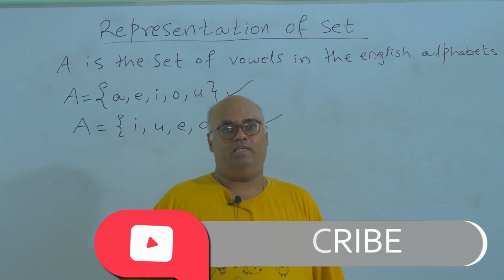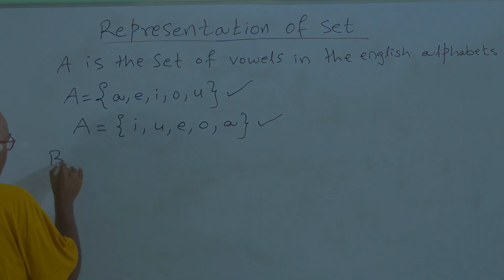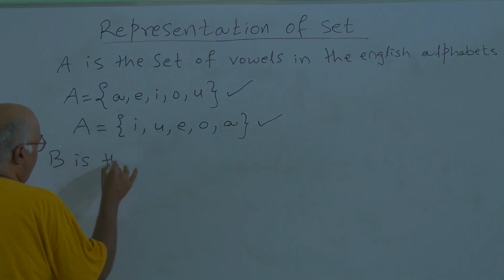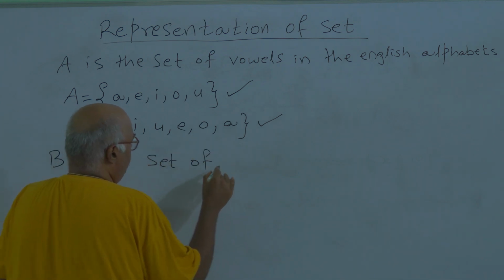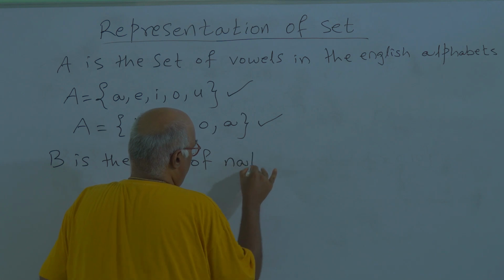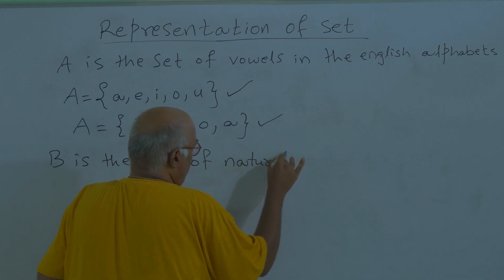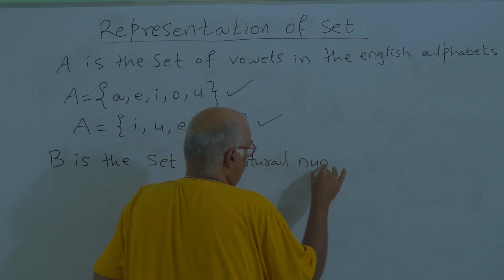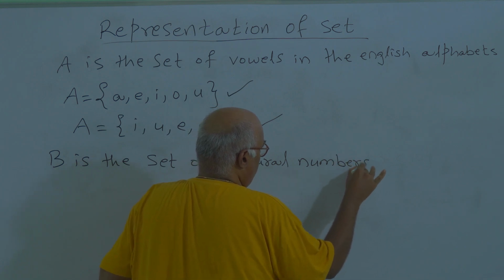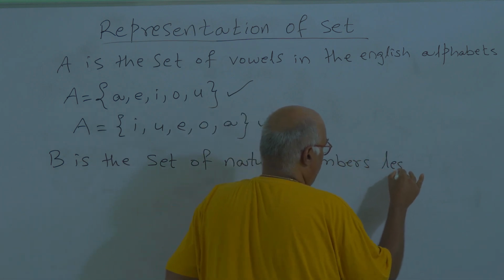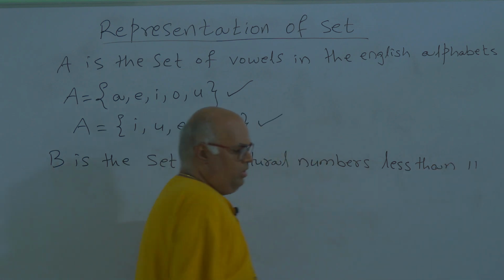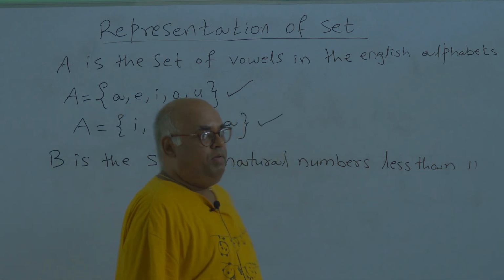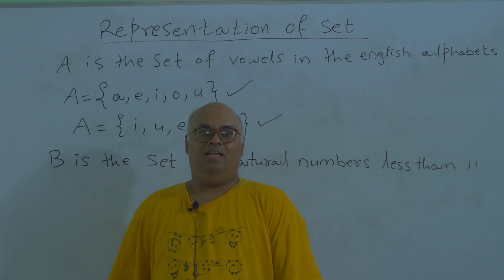Now let us take another example. B is the set of natural numbers less than 11. So if you see the statement, B is the set of natural numbers less than 11.